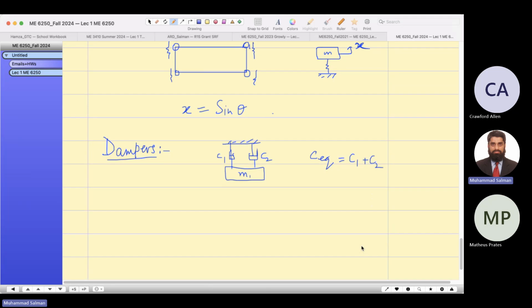How about the series? Let's talk about the series combination. In the series combination, if there are two springs, they become half. So let me show you over here how it works in series combination.